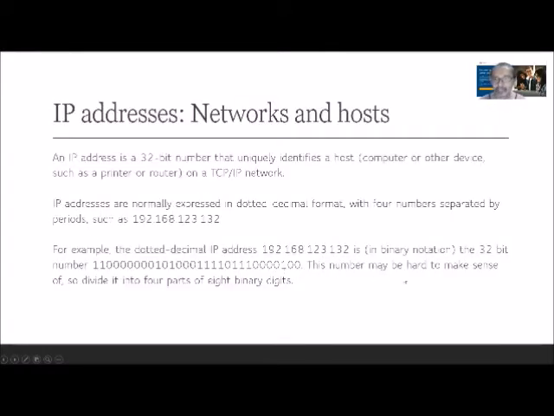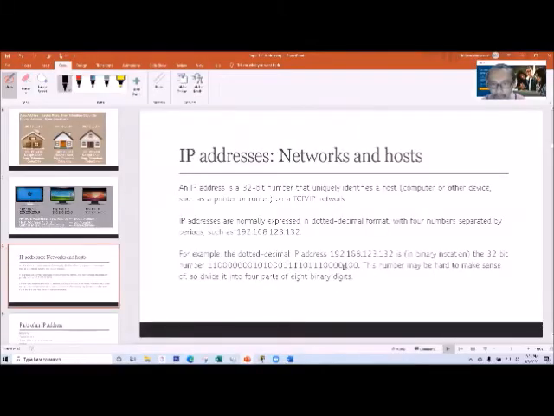This number may be hard to make sense of, so it is divided into 4 parts with 8 binary digits each. For example, we count 1, 2, 3, 4, 5, 6, 7, 8, and it is divided by a dot. Then 1, 2, 3, 4, 5, 6, 7, 8, then divided by a dot again. So in this address, you have 8 bits, 8 bits, 8 bits, and 8 bits. So 4 groups of 8 bits equals 32 bits all in all.